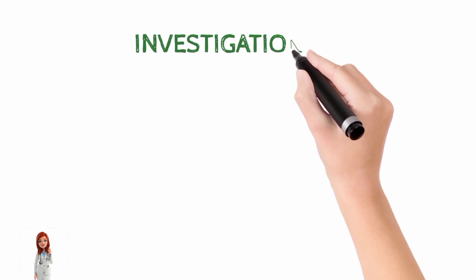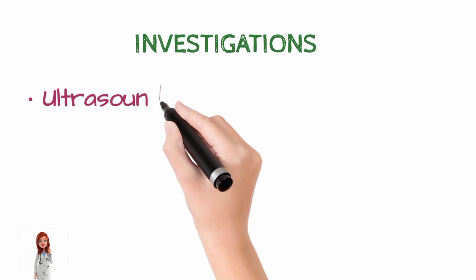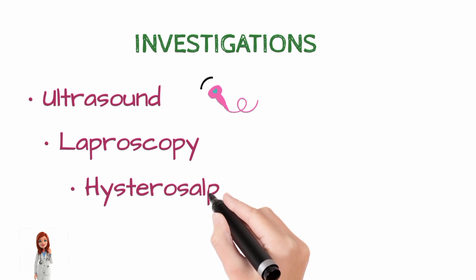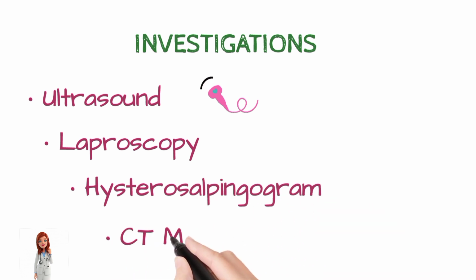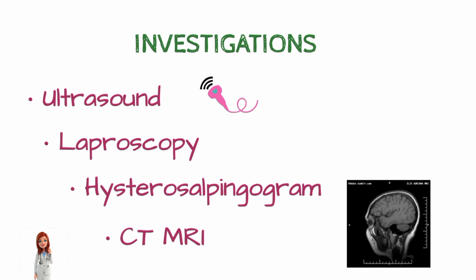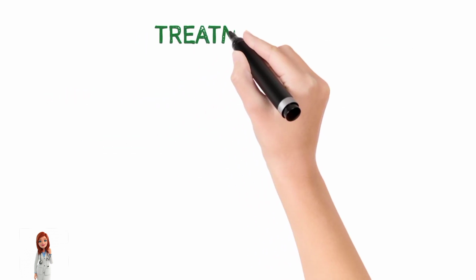Fibroids are investigated through ultrasonography if the fibroid is present within the uterus. Laparoscopy is also performed if the ultrasound is not successful. Hysterosalpingogram, CT, and MRI are also performed in some conditions. Fibroids are treated medically or surgically.